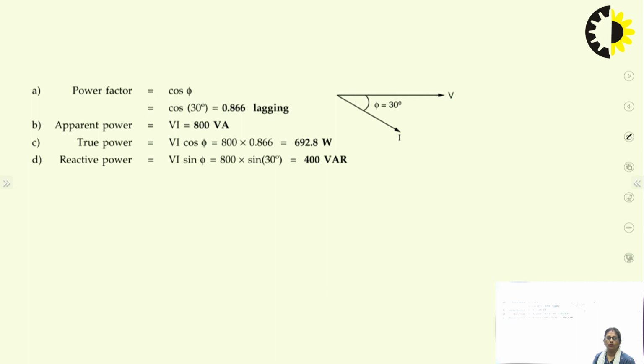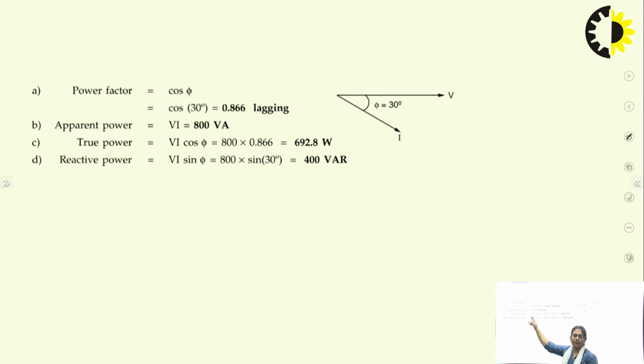Now, what is the power factor? The angle between voltage and current: voltage has the angle of 0 and the current has the angle of 30. So, the power factor is given by cos of 30, that is 0.866. Why lagging? Obviously, the current is lagging the voltage. If the current is lagging the voltage, the power factor will be lagging. It's an RL series circuit.